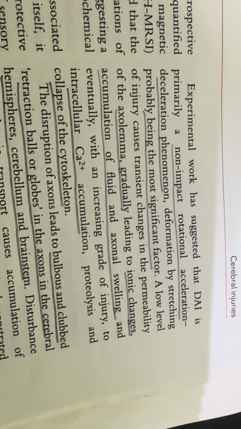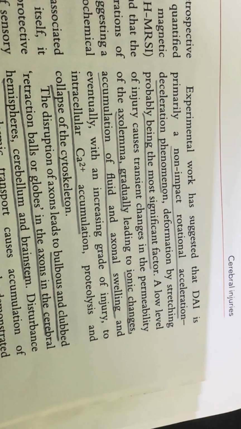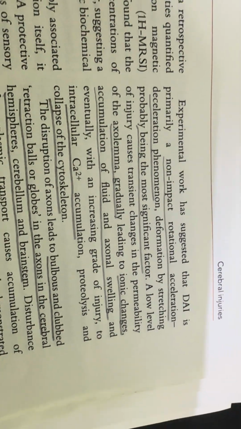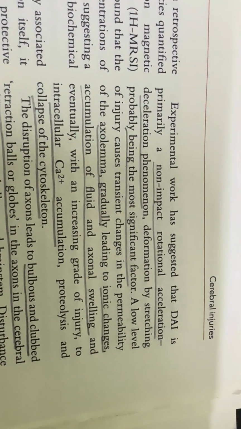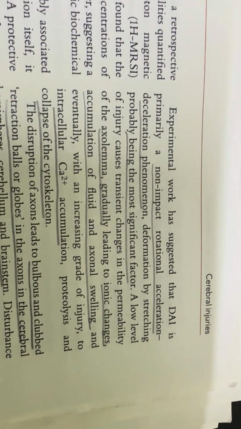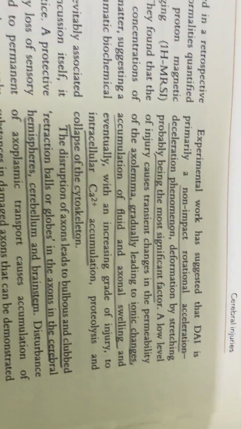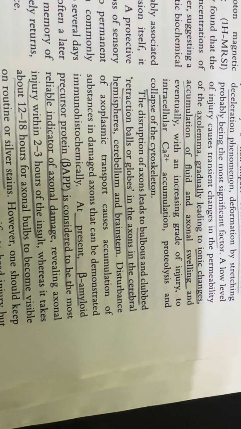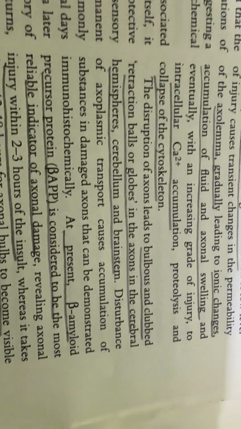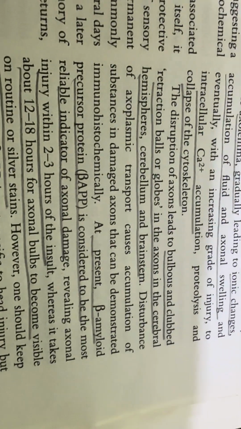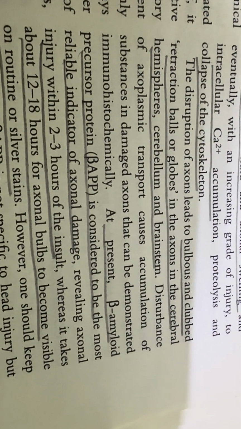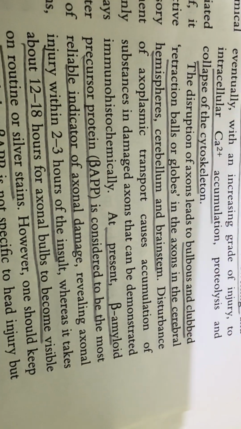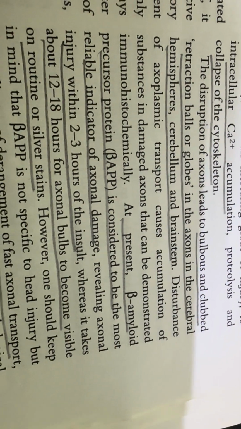A low level of injury causes transient changes in the permeability of the axolemma, gradually leading to ionic changes, accumulation of fluid and axonal swelling, and eventually, with an increasing grade of injury, to intracellular calcium accumulation, proteolysis, and collapse of the cytoskeleton. Disruption of the axons leads to bulbous and clubbed retraction balls and globules in the axons in the cerebral hemisphere, cerebellum, and brainstem. Disturbance of axoplasmic transport causes accumulation of substances in the damaged axon that can be demonstrated immunohistochemically.